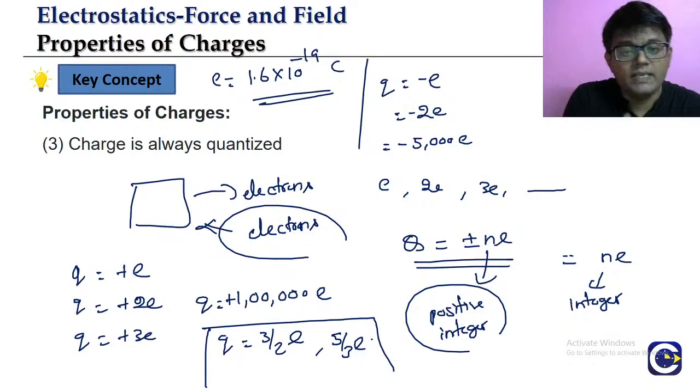Okay, we will always have charge as plus or minus n into e, where n is a positive integer. So this is the quantization of the charge. What do we call it as? We will call it as the quantization of the charges.